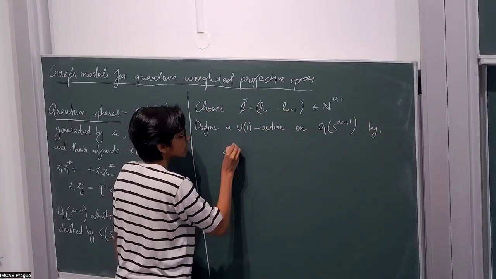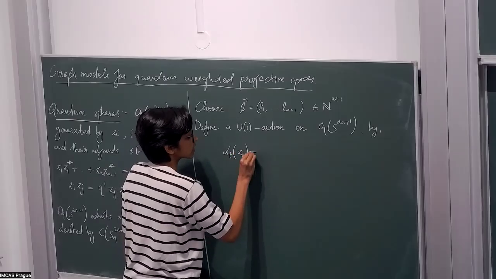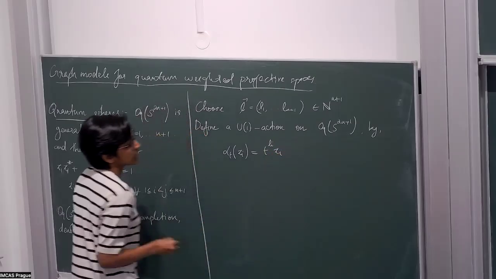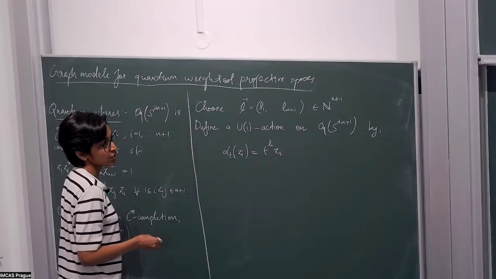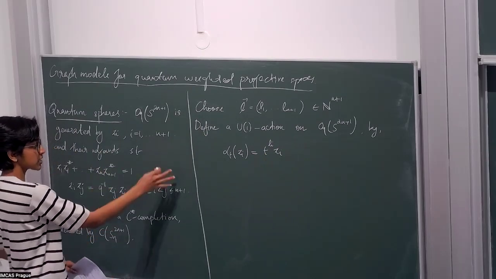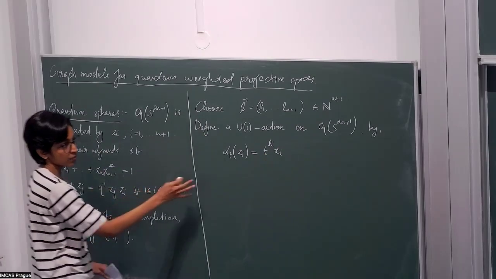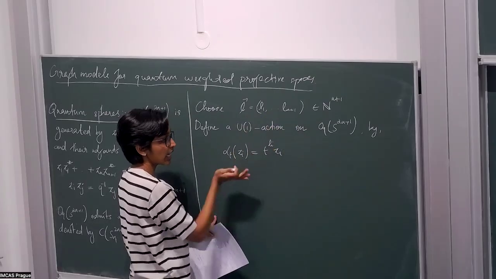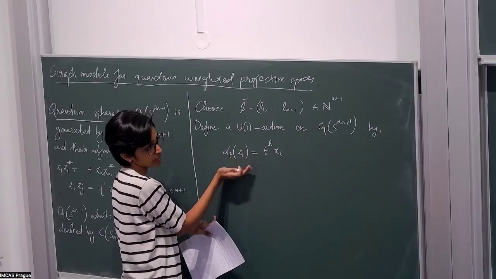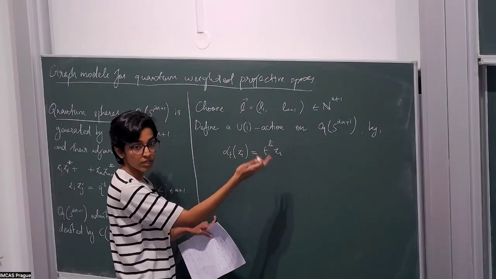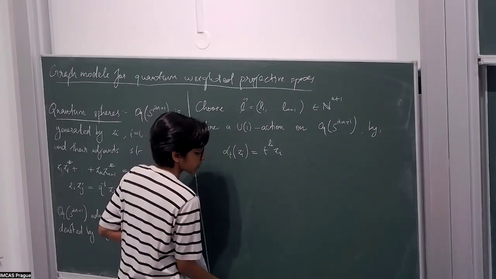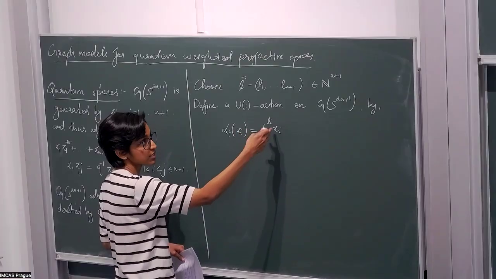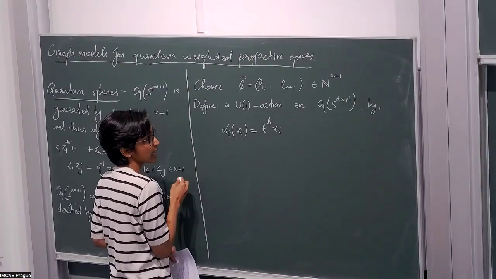So alpha_t of z_i is just going to be t^{l_i} z_i. If we were considering projective spaces, we would just take all of these integers to be 1. And then this is the usual action that we define on the quantum sphere to get the normal quantum projective space. Here we are weighting the action. So we introduce this weight vector, and then we define a weighted action.